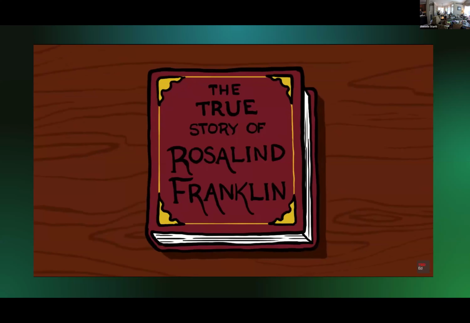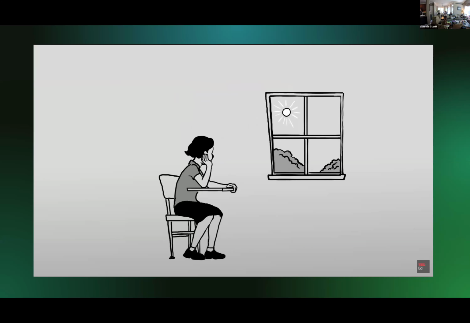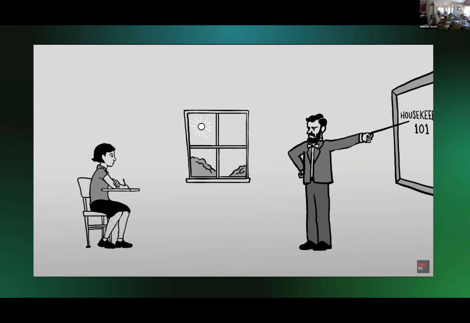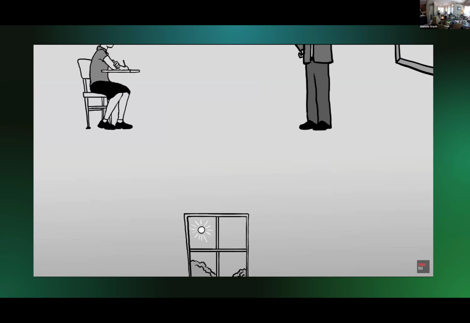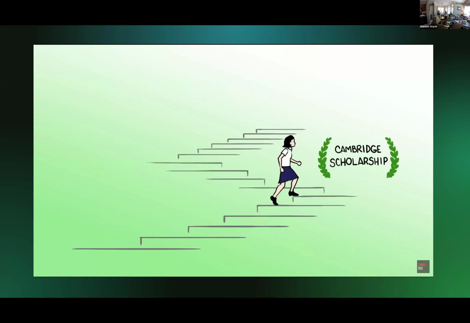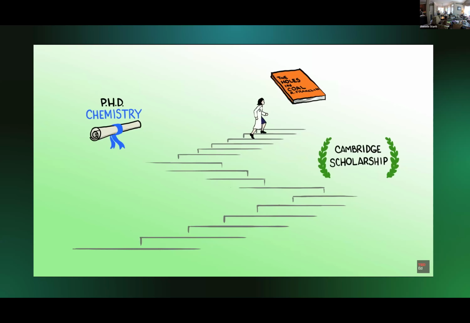Rosalind Elsie Franklin was born in London in 1920. She wanted to be a scientist ever since she was a teenager, which wasn't a common or easy career path for girls at that time. But she excelled at science anyway. She won a scholarship to Cambridge to study chemistry, where she earned her PhD, and she later conducted research on the structure of coal that led to better gas masks for the British during World War II.